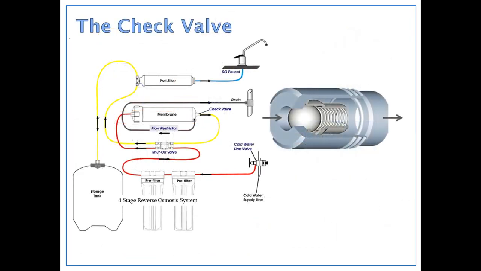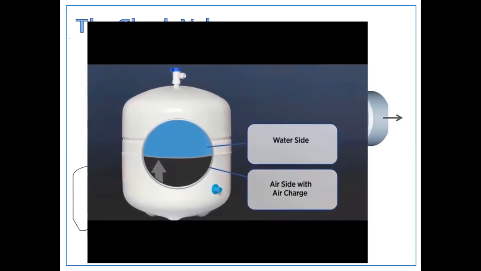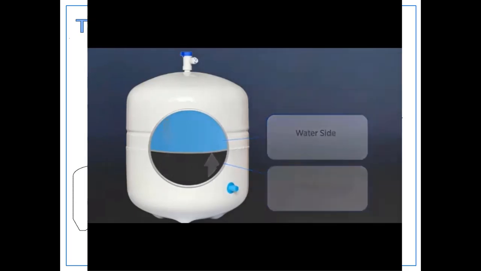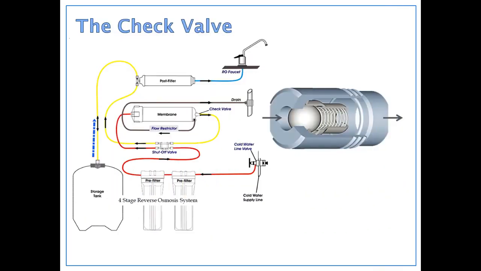Another key integral part of the reverse osmosis system is the check valve. The water comes out of that membrane and flows through that auto shutoff valve and flows into the tank. Inside that tank is a bladder, and that bladder gets expanded as the tank gets filled, and that bladder of air gets compressed, so back pressure is increased. So when that faucet opens, that back pressure in the storage tank would actually force the water out through the post-carbon filter and up through the faucet.